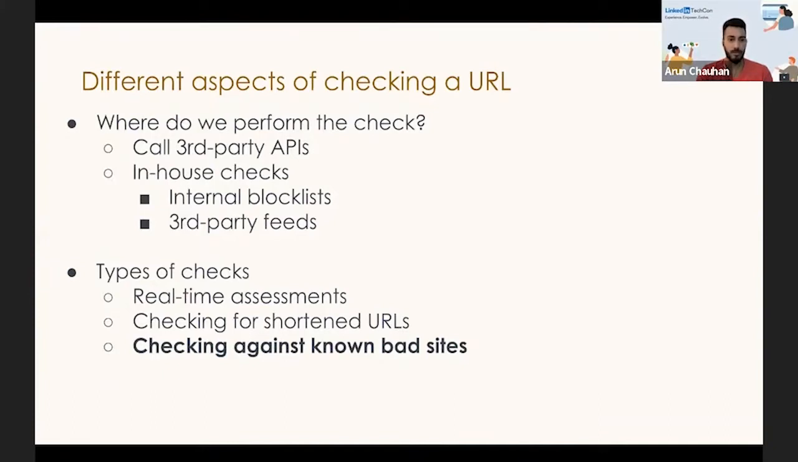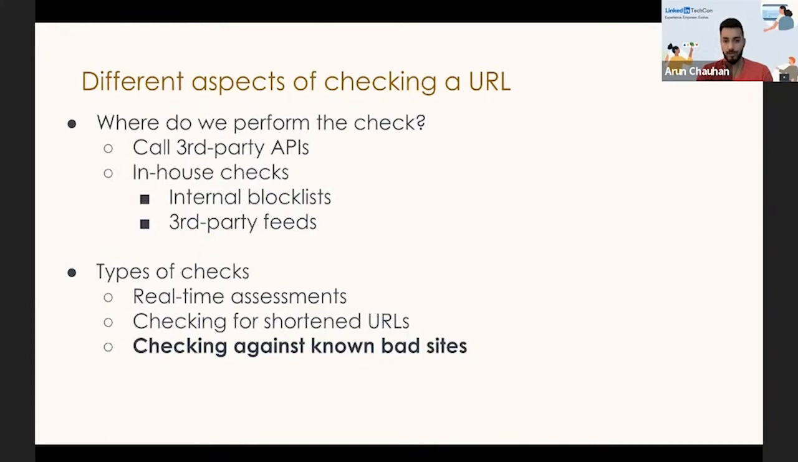The other type is the types of checks we do. It could be a real-time assessment where we take a URL and we try to open it in a sandbox environment and see what it's doing. So we could monitor the CPU usage, the network usage, and disk usage to see if it's trying to download anything on your computer or it's trying to run something on your computer. So that way we'll know whether it's doing something malicious or not.